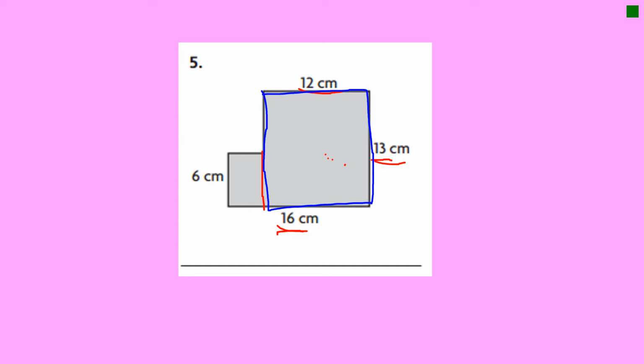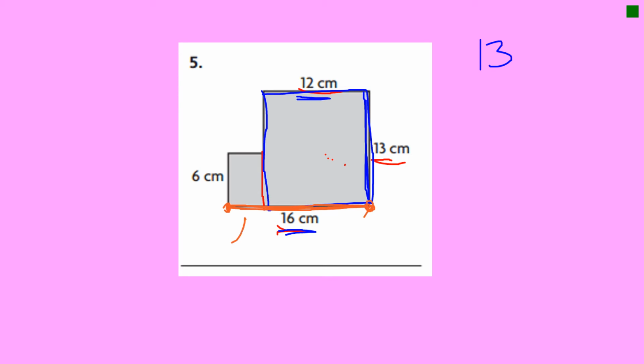Okay? So the length is, well, let's do right here, 13. Now, what about the width? Is the width 16 or is it 12? I bet you already know, don't you, boys and girls? 16 is all the way across the bottom of this figure. That 16 goes from here to here.